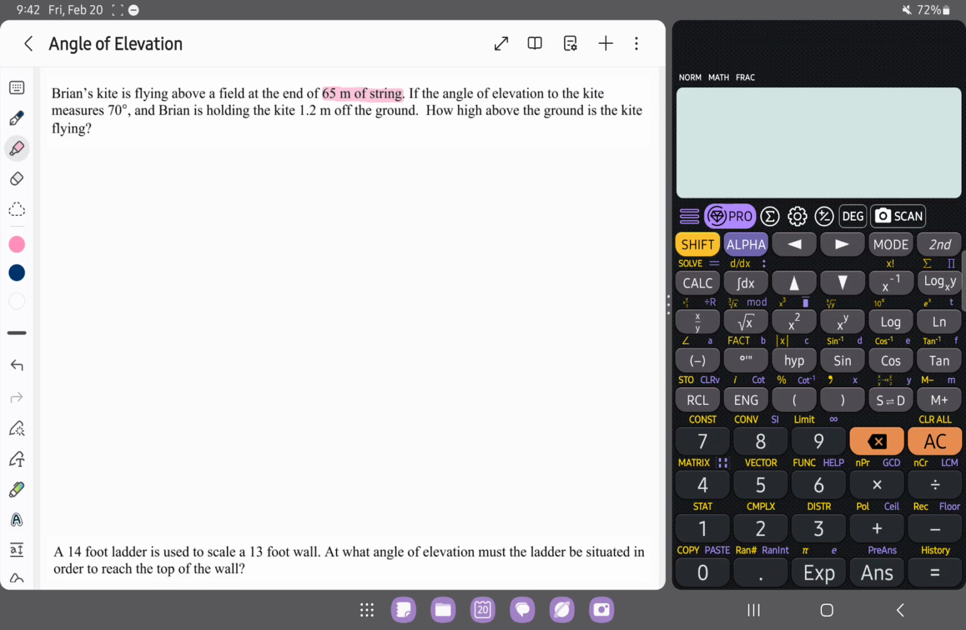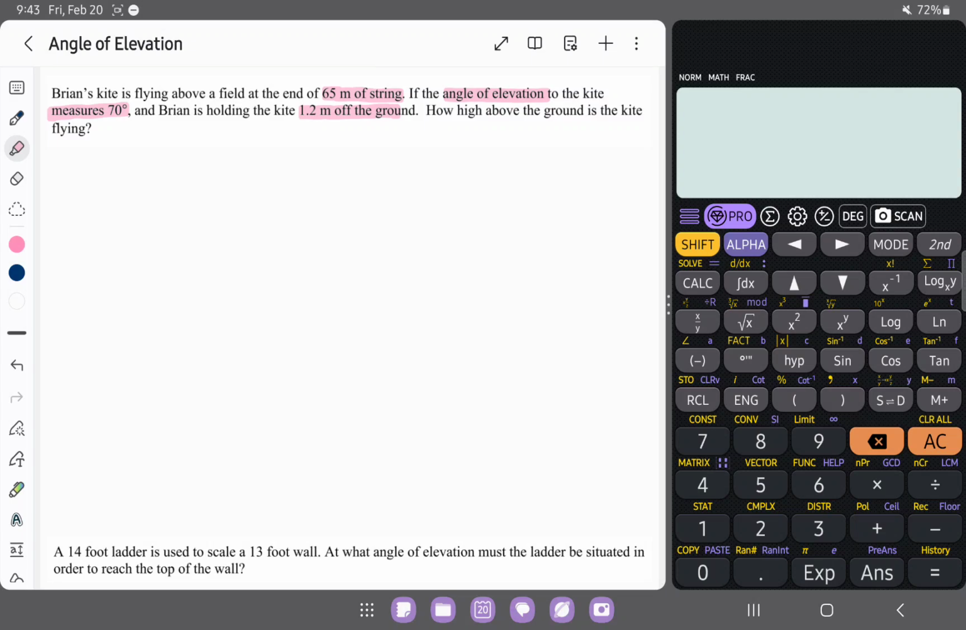Now, the angle of elevation of the kite measures 70 degrees. And Brian is holding the kite 1.2 meters off the ground. How high above the ground is the kite flying? Now, take into consideration daw na si Brian ay pinalilipad yung kite sa taas na 1.2 meter mula sa ground.